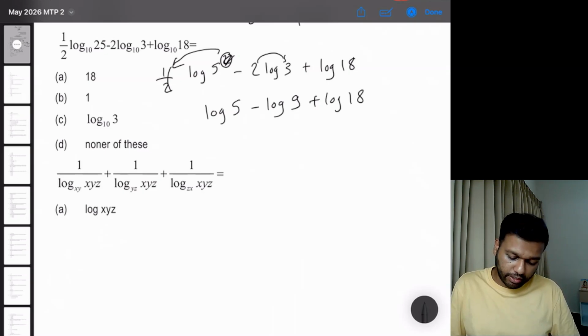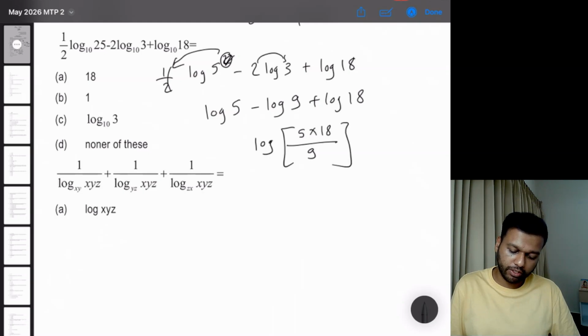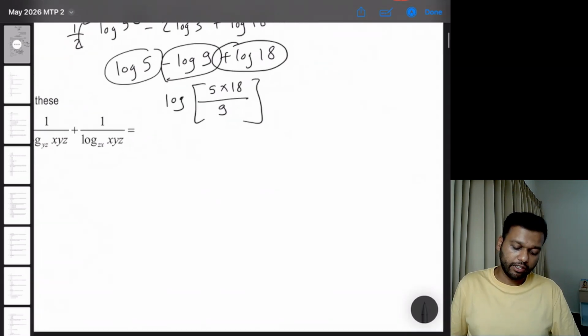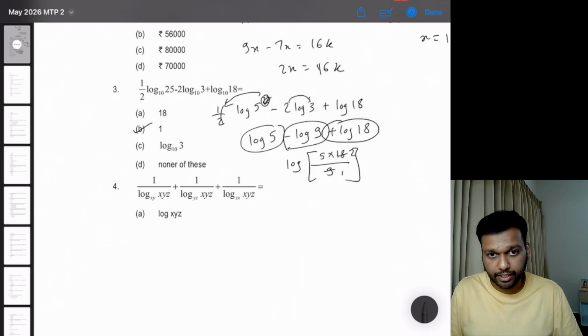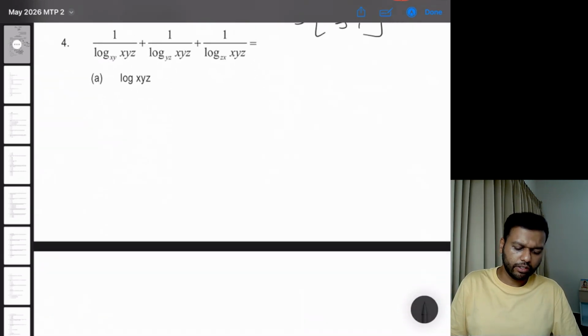So we can just convert this using basic properties of log. So 5 divided by 9 multiplied by 18, because 18 is added, 5 is added, 9 is subtracted, right? So we can just simplify this. 5 into 2 is 10, log 10 to base 10 is 1. Option B is the correct answer. Okay, fine. Question 4.